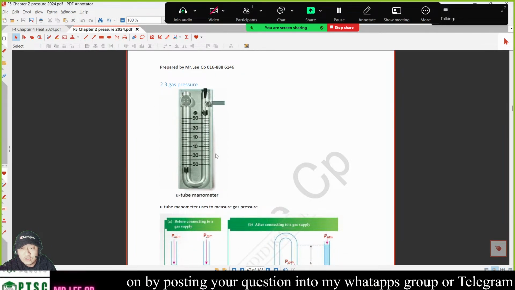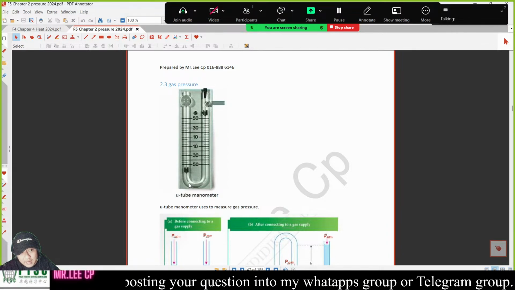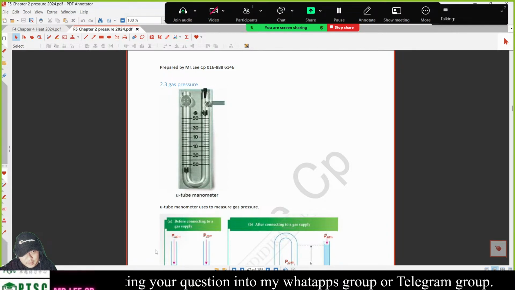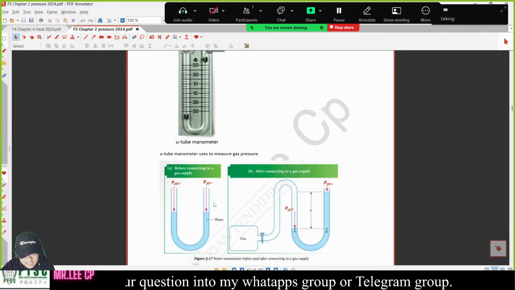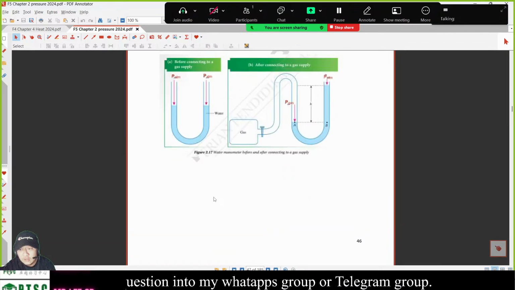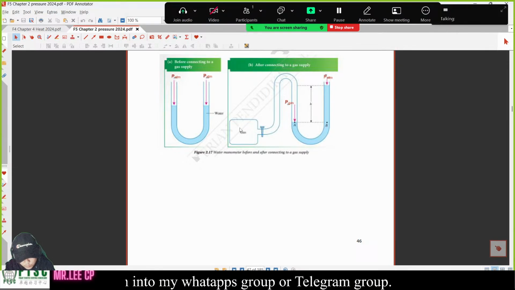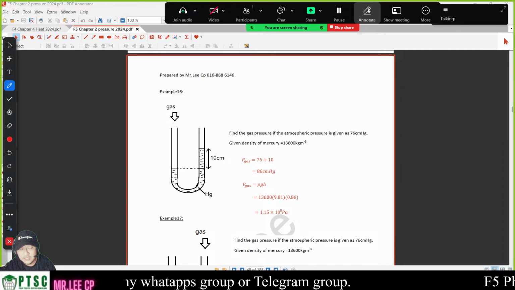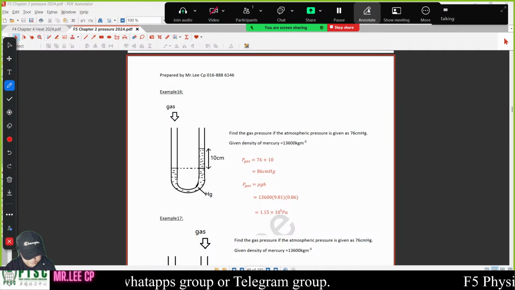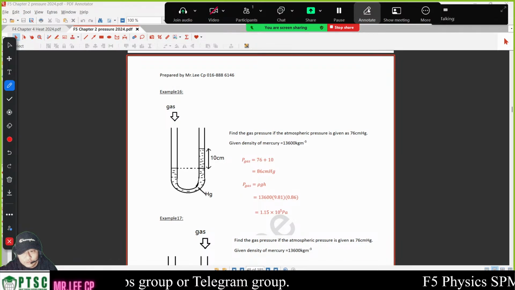So this is called a U-tube manometer. Unlike a barometer, which measures atmospheric pressure, this one measures gas pressure. You see here there is gas, so you must see where the gas is. If you want to use your own method, you go ahead. If you want to use my method, all right.